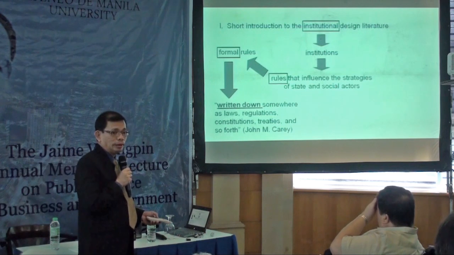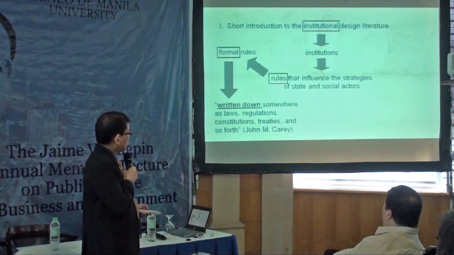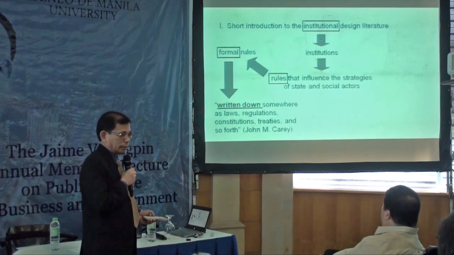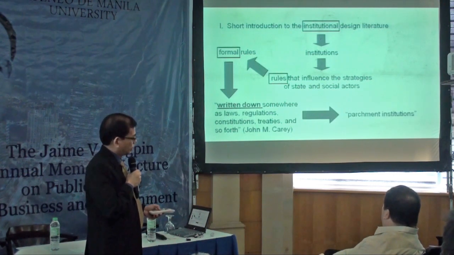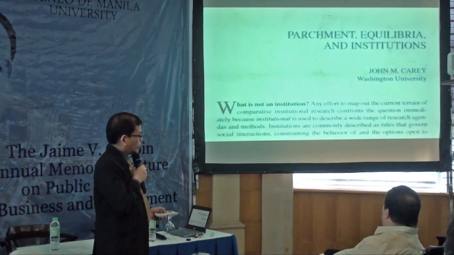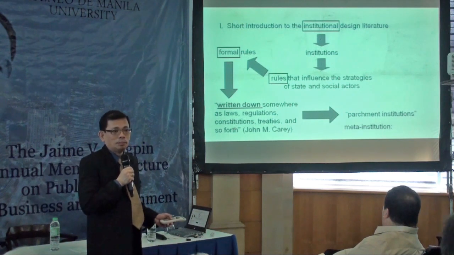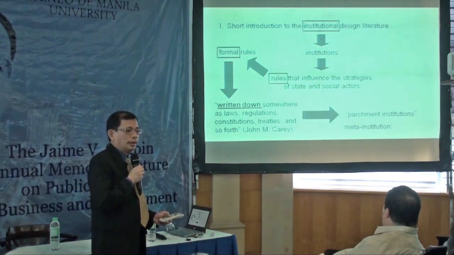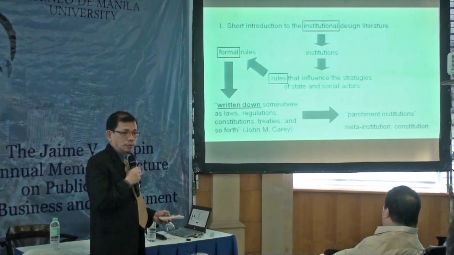In fact, for one major institutionalist, political science professor, they're written down somewhere as laws, regulations, constitutions, treaties, and so forth. And poetically, Professor Carey calls them parchment institutions. Okay? This would be the work of Professor Carey, parchment, equilibria, and institutions. Okay? And the meta-institution par excellence. Meta-institution in the sense that these are institutions that create other institutions would be, of course, the Constitution.